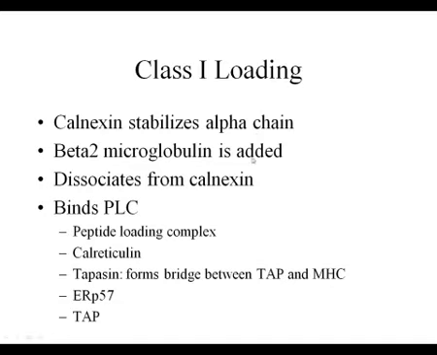Okay. So once the alpha chain and beta-2 microglobulin are together, it dissociates from calnexin and then binds to something called PLC, or the peptide loading complex, which is made of calreticulin, tapasin, ERP57, and TAP. TAP we've already talked about. The only other one that you really need to know is the tapasin. So tapasin forms a bridge between TAP and MHC to actually help that peptide get loaded right onto the MHC.